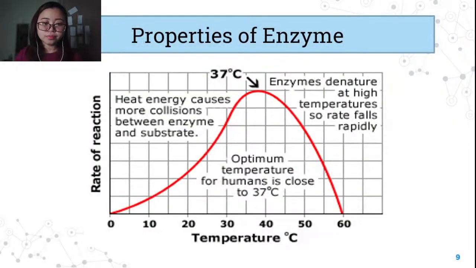So here we have something that illustrates how the rate of reactions of an enzyme would change with the temperature. So in this case, the optimum temperature is 37 degrees Celsius. Anything higher than 37 degrees Celsius, the enzyme will slowly start to denature. Anything lower than that, the enzyme will be fine, but the rate of reaction will be slower because there is less energy present.